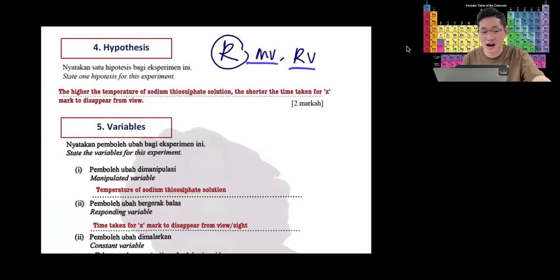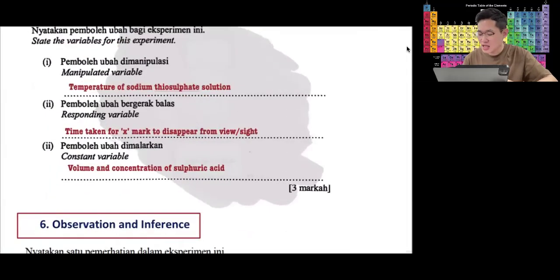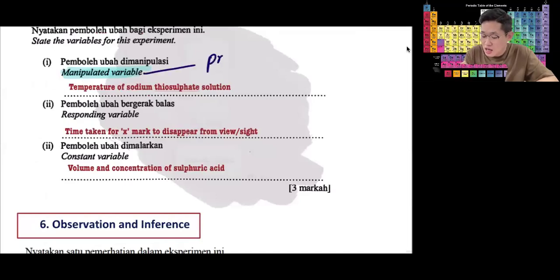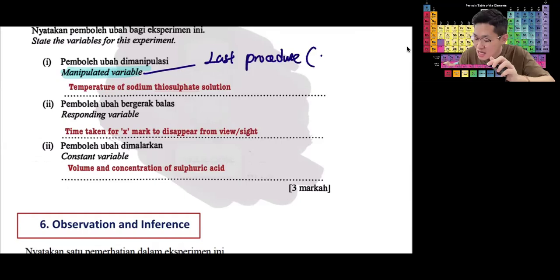So let me do my MV and RV first. MV, manipulated variable, is the thing that changes in the experiment. And you can easily find this MV at your last procedure. Okay, usually it's the last procedure, which is the one that's saying repeat.